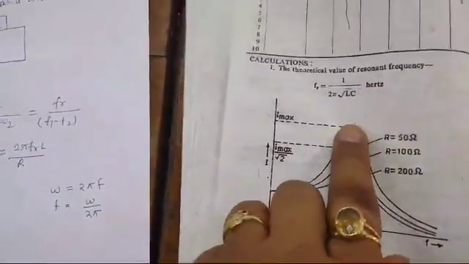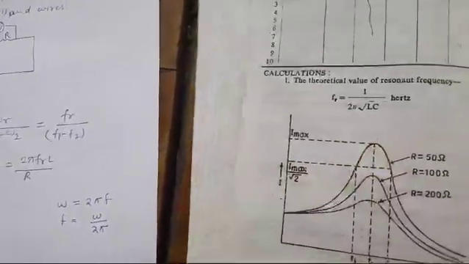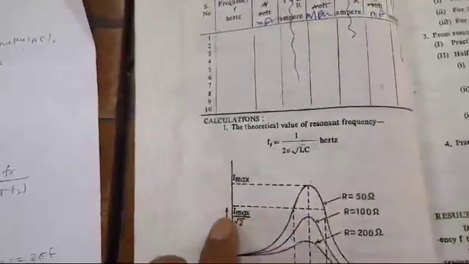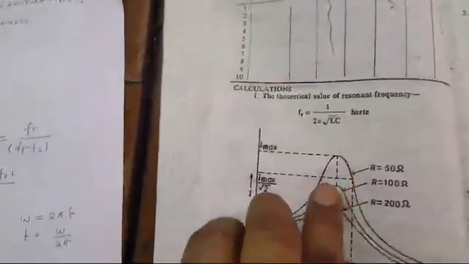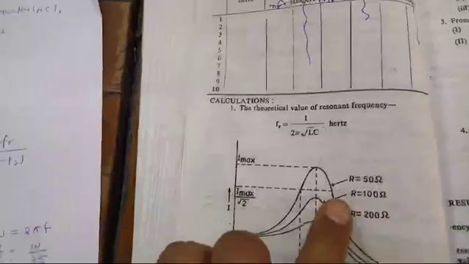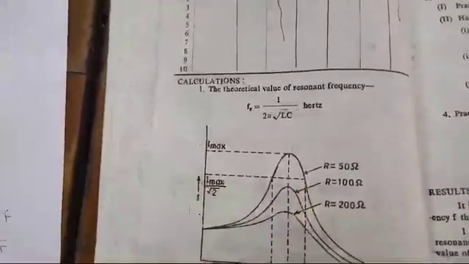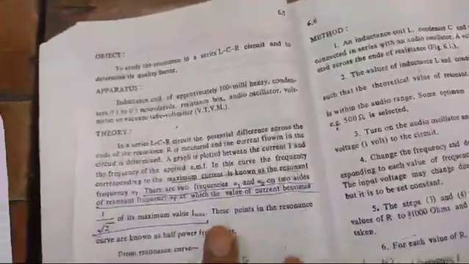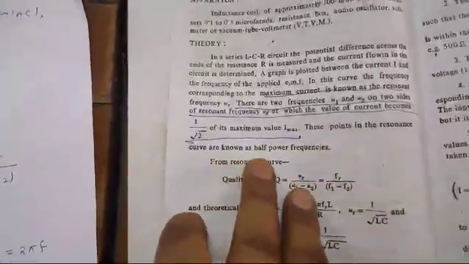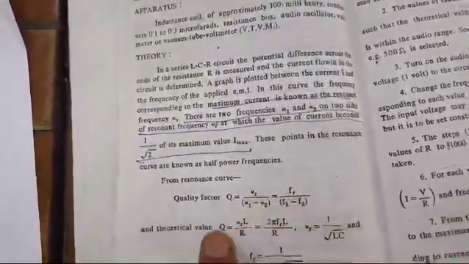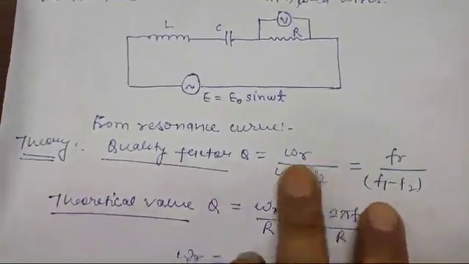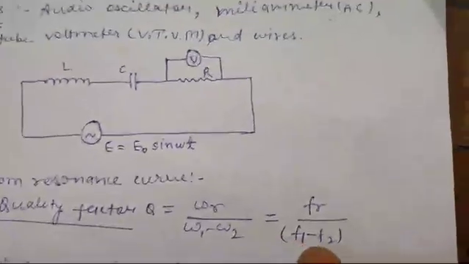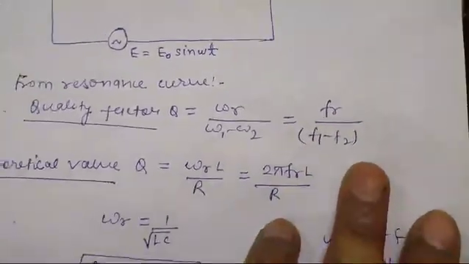This is the maximum frequency and the maximum current, and the current is 1 by root 2 here. These are the half power points F1 and F2, and this is the resonance frequency FR. These points in the resonance curve are known as half power frequencies. From the resonance curve, quality factor is given by Q equal to omega R upon omega 1 minus omega 2, or we can write FR upon F1 minus F2.